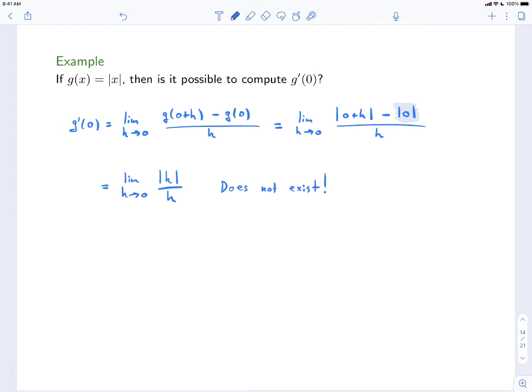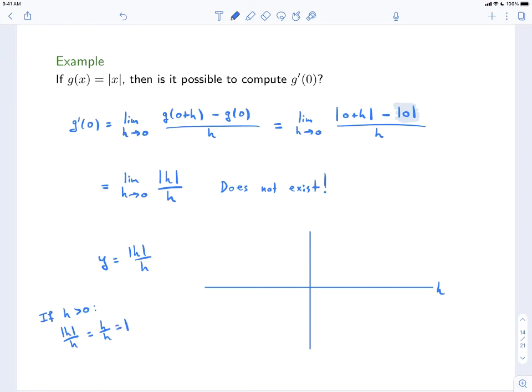And why is that? We've actually seen this before. If you look at the graph of y equals the absolute value of h over h, what's that going to look like? Let's draw it in. Well, if h is positive, so the horizontal axis is the h-axis here. So if h is positive, if h is greater than 0, then you have the absolute value of h over h is equal to h over h is 1. So if h is positive, then all of your values are 1.